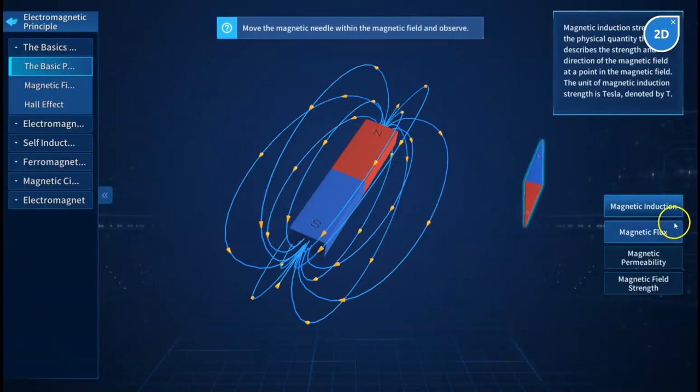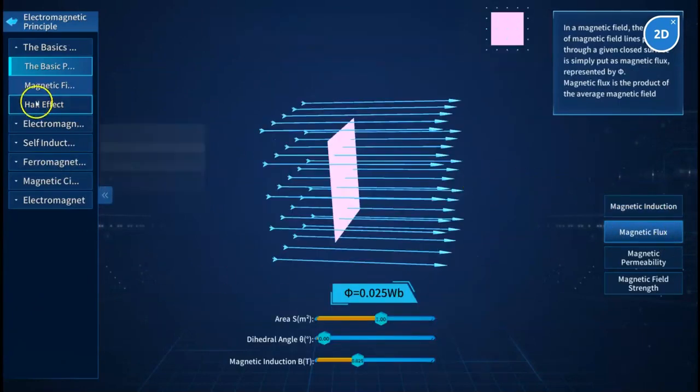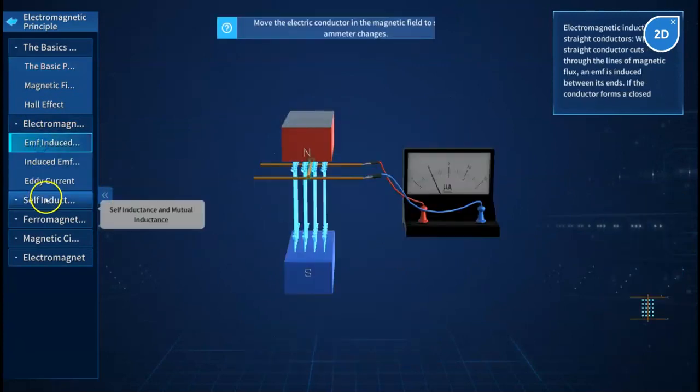Within the electromagnetic principle module, here the user can review various electromagnetic principles and scenarios.